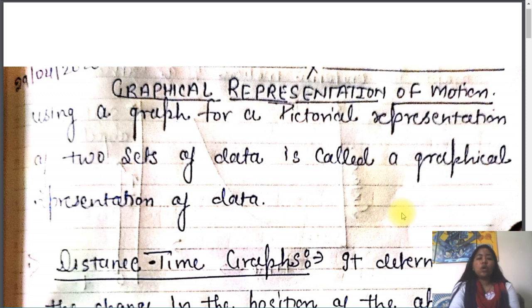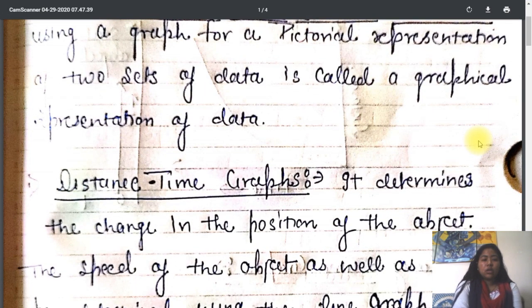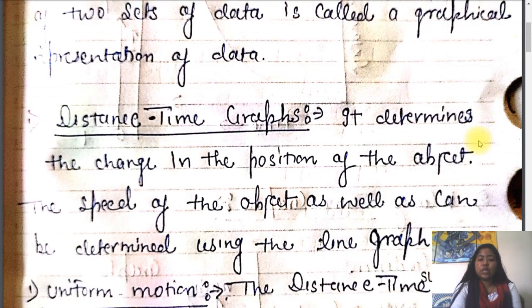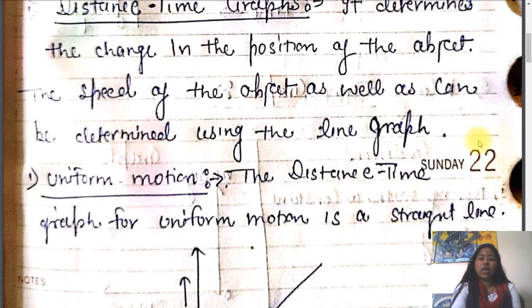As you all know about the distance-time graph, the ratio of the distance and the time gives us the value of the speed. The distance-time graph determines the change in the position of the object. Whenever we plot the distance-time graph, it determines the change in position, the speed of the object, and we can also determine the time with the help of the line graph.